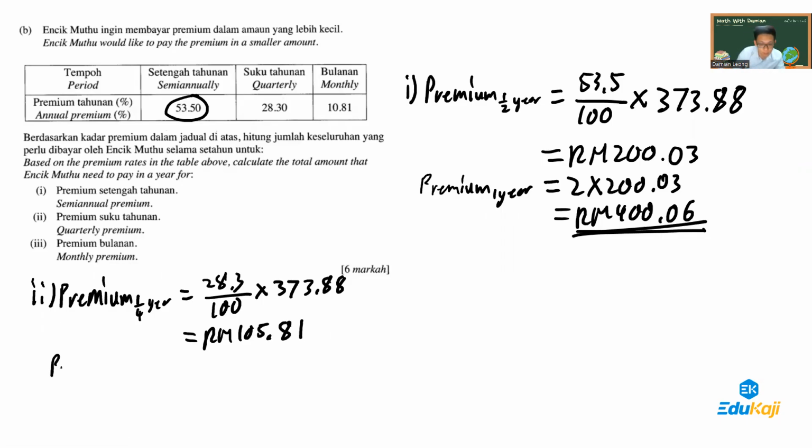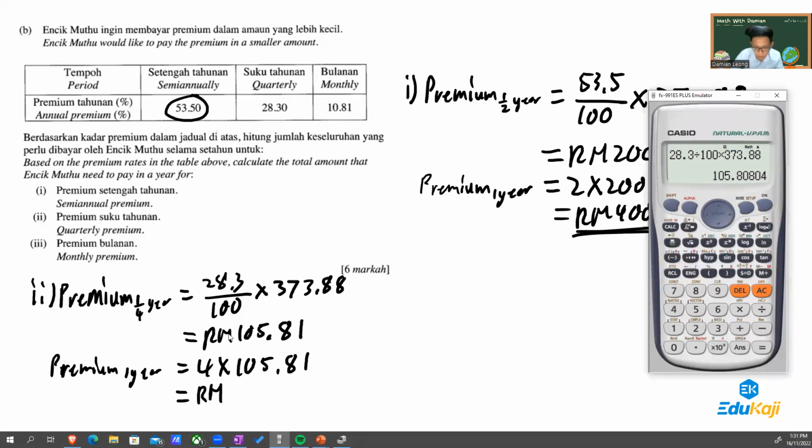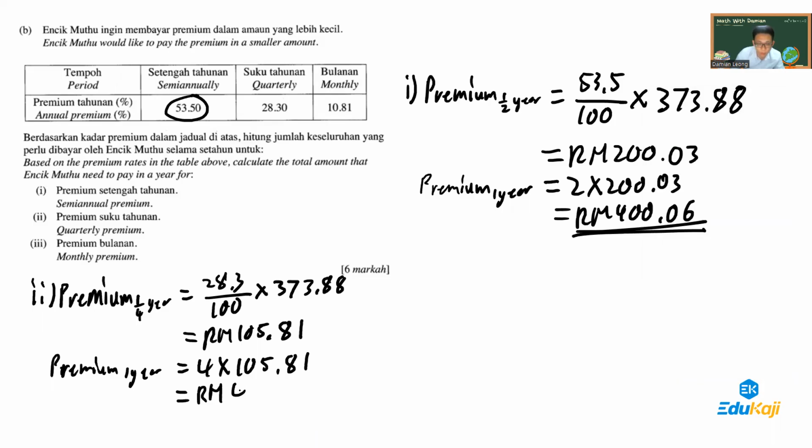Then premium in 1 year, I will take 4 times of that because it's 1 quarter. So in 1 year, there are 4 quarters. So I times 4. So it is 423.24. 423 ringgit 24 cents. So third one, monthly premium.